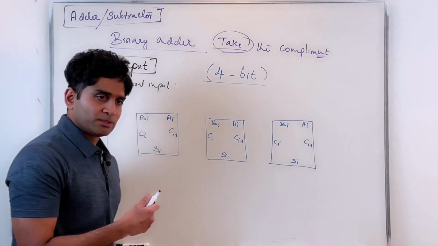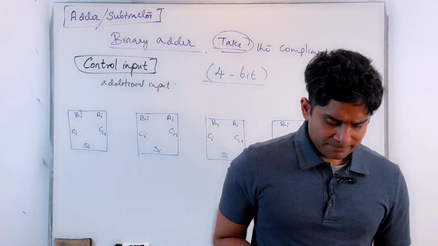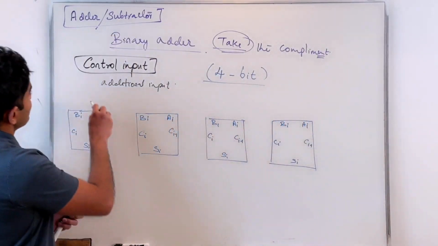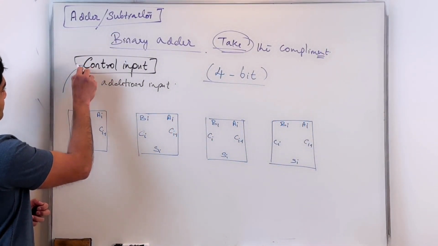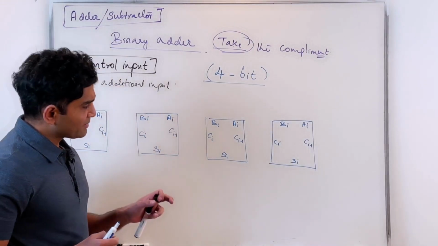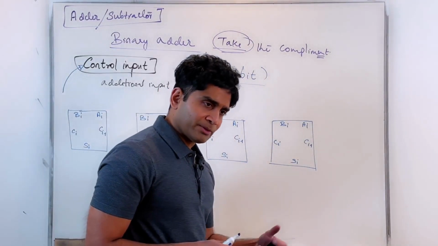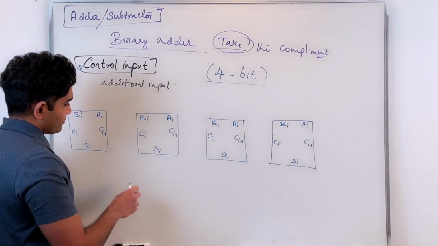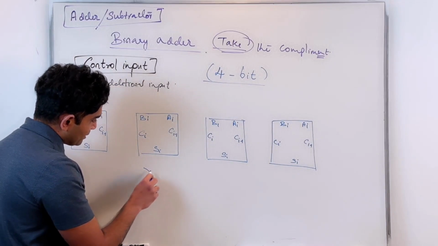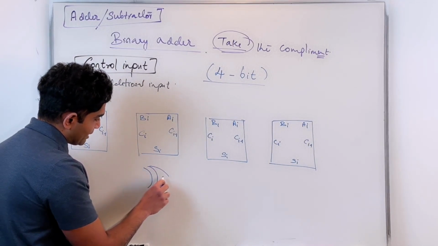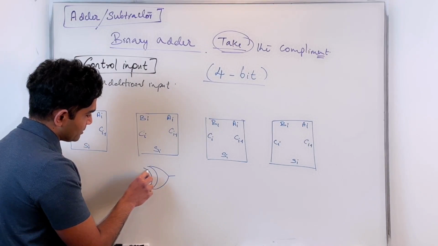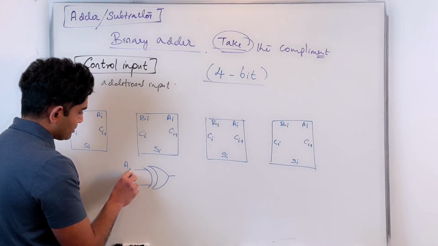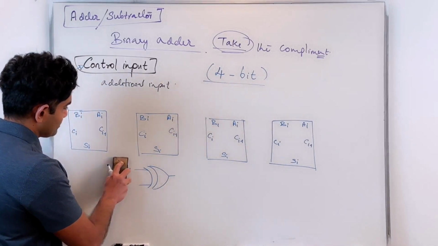Now, how do we do this, right? I need to come up with a way by which I can introduce this control input into my design. It's not very intuitive, so let me just come up with the solution here. Now let's examine this operation. If I have an XOR gate, let me apply A_i here, and let me apply B_i.